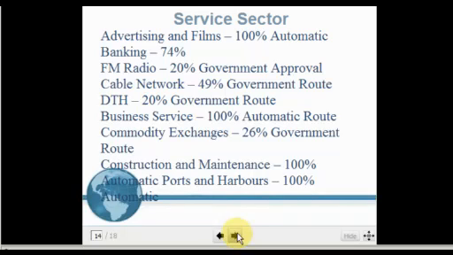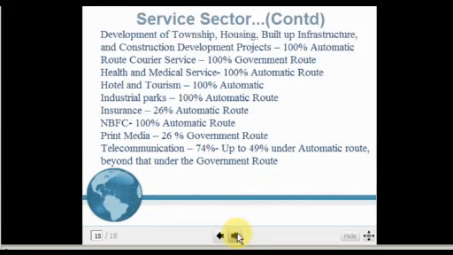Ports and harbors 100% automatic route has been allowed. So development of township, housing, built-up infrastructure and construction development projects 100% they are allowed. So anyone who is interested in doing real estate activity concerning the development of township, it has been allowed. But as far as other real estate activities, it is not permitted. Courier service 100% government route.